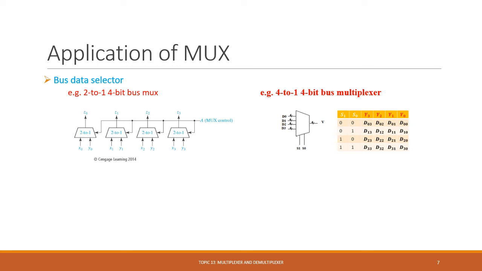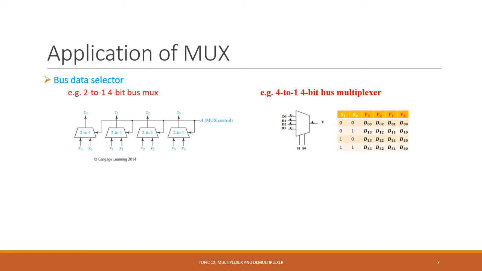Another very common application of mux is that we can combine multiple 1-bit muxes to make a bus mux. A bus is a group of wires. It's very commonly seen in computer systems, like the terms address bus and data bus. When we talk about a bus, we talk about a group of wires, multiple bits. They can send multiple bits of data or address. And so we can build a mux that can select among different buses.